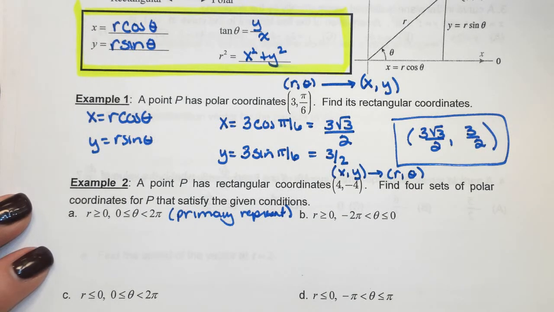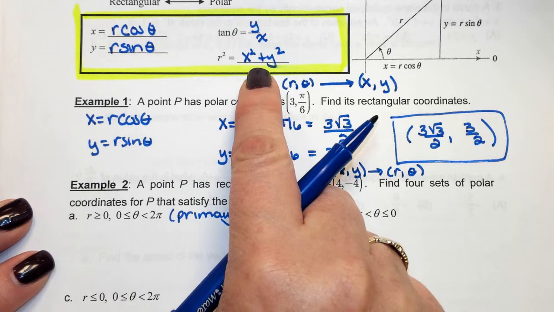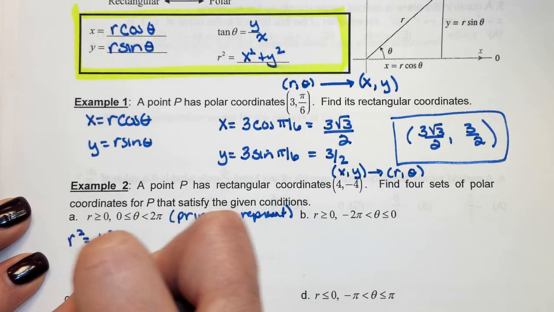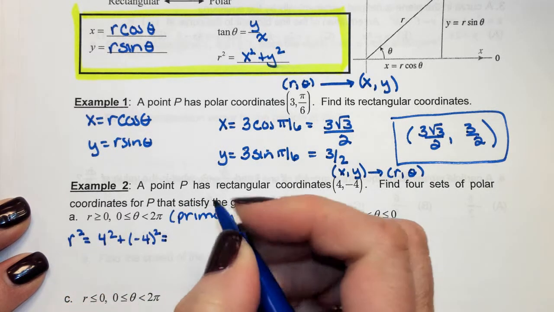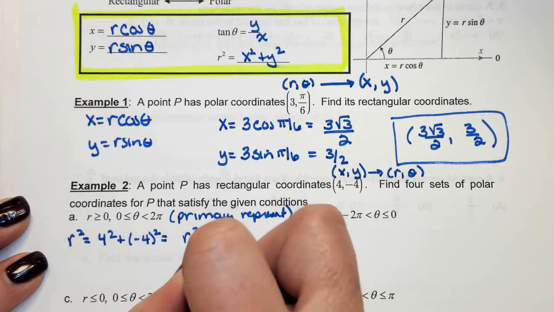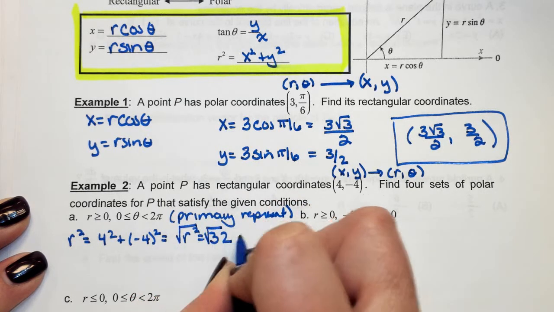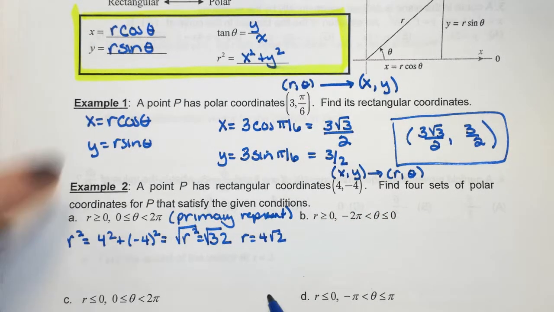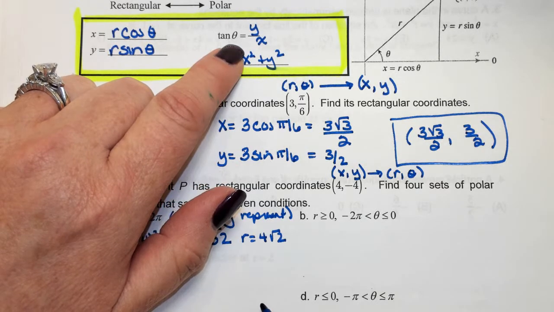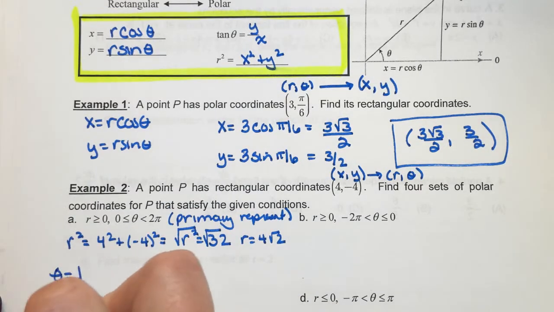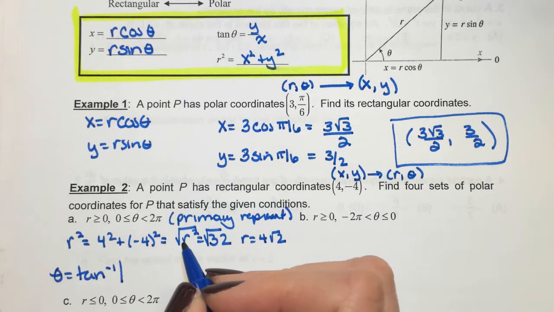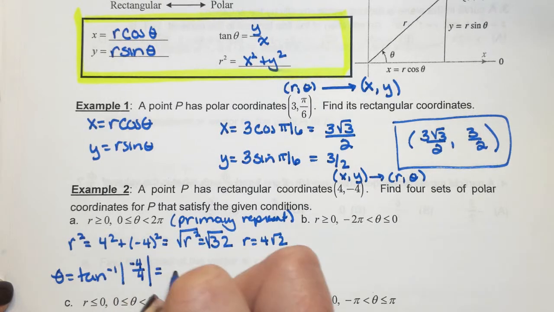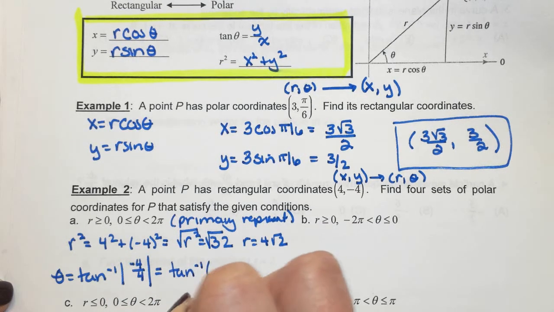To find your r value, remember you have the conversion formula: r squared is equal to x squared plus y squared. So r squared is equal to 4 squared plus negative 4 squared, which gives me r squared is equal to 32. To solve for r, I can take the square root, so r is equal to 4 square root 2. For theta, I have the formula tangent of theta is equal to y over x. So I take the inverse tangent of the absolute value of y over x. I'm going to take negative 4 and divide it by 4, so this is asking me for the inverse tangent of 1.